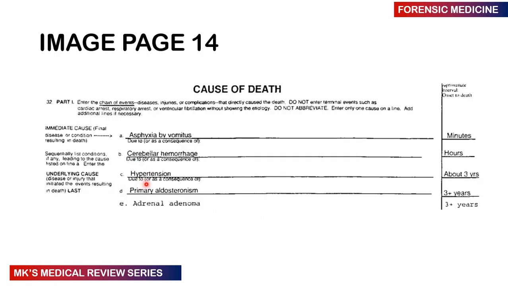So here's an example of an additional line. This person died from asphyxia by vomiting, which was due to cerebral hemorrhage, which was due to hypertension, which was due to primary aldosteronism, which was due to an adrenal adenoma. The vomiting and the aspiration happened in minutes. The cerebral hemorrhage happened over hours. Hypertension was there for about 3 years. Primary aldosteronism was more than 3 years, and the adrenal adenoma was more than 3 years. So this gives us a very good image of how you can write this cause of death.